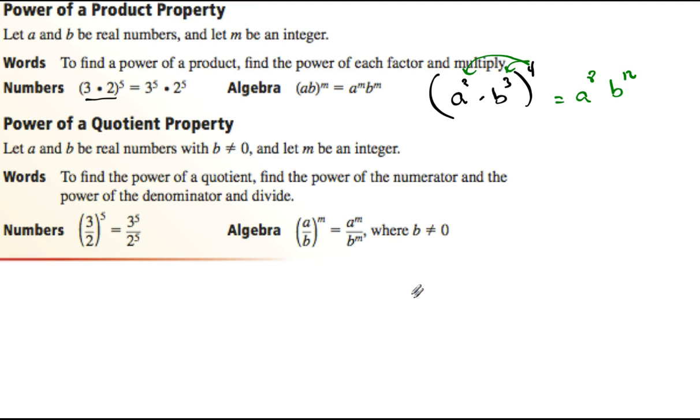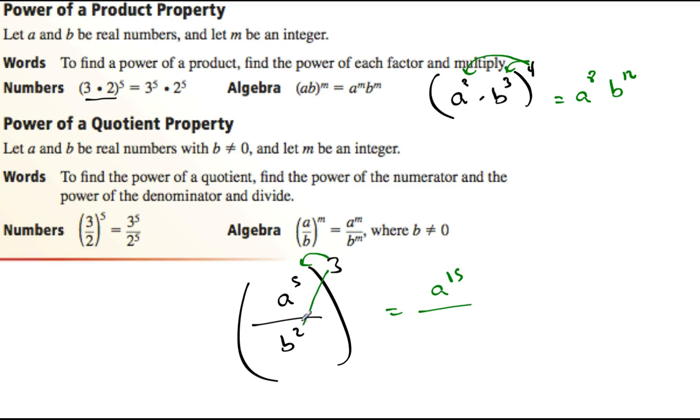All right, and then the product rule, so same thing here. If you're dividing, you give it to both. So let's say I have a to the 5th over b squared, all raised to the 3rd power. I'm giving my power to the numerator, which is going to be a to the 15th, over, I'm giving my power to my denominator, which will be b to the 6th.